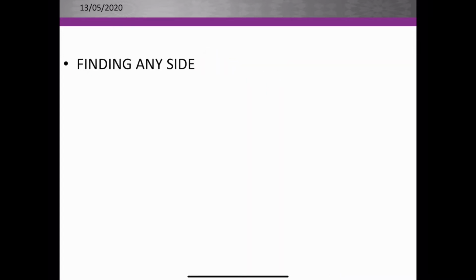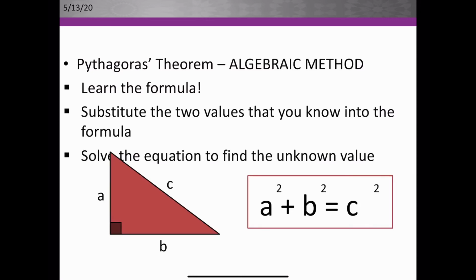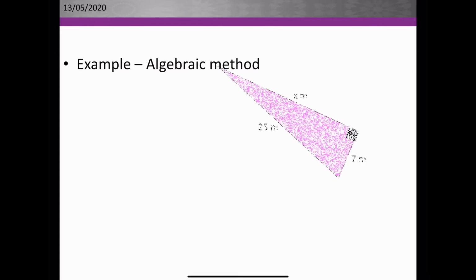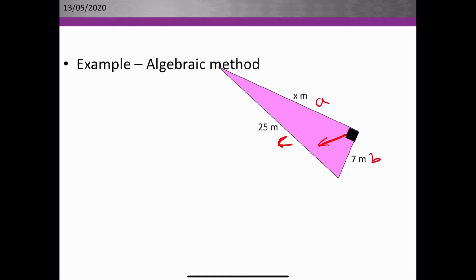So finding any side of the right angle triangle, so finding the other two sides other than the hypotenuse, we're still going to be using a squared plus b squared equals c squared. For this question here, this is your c. And it doesn't matter which one is a and which one is b. So let's start again: x squared equals 25 squared take 7 squared.